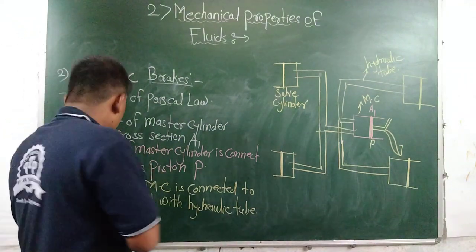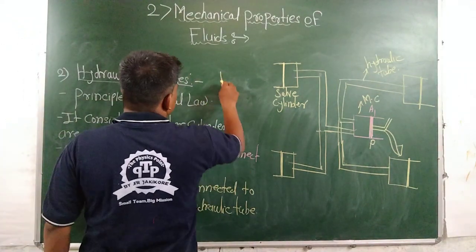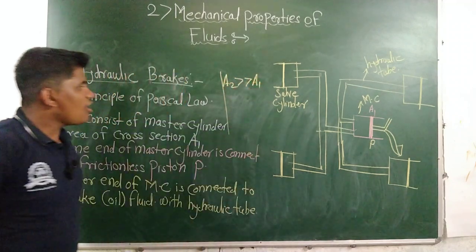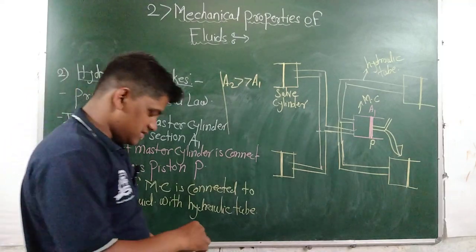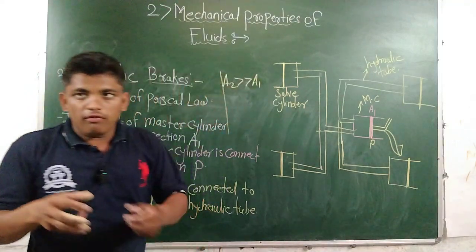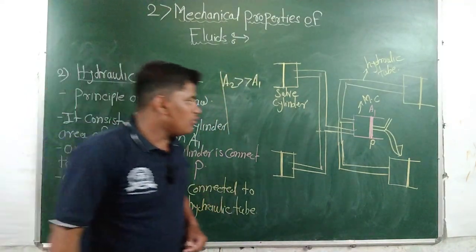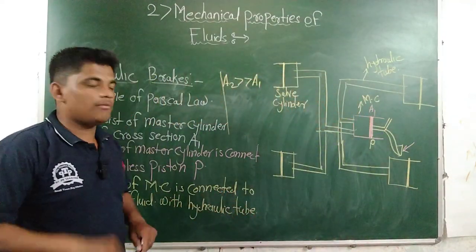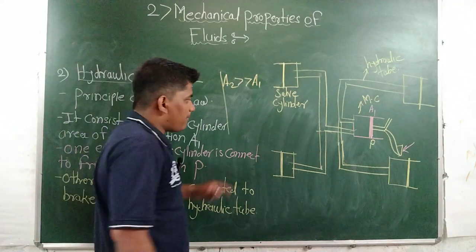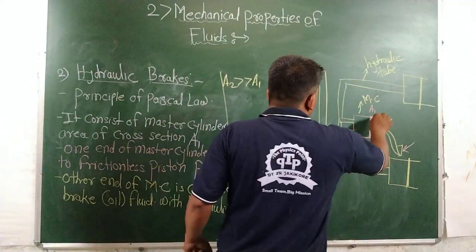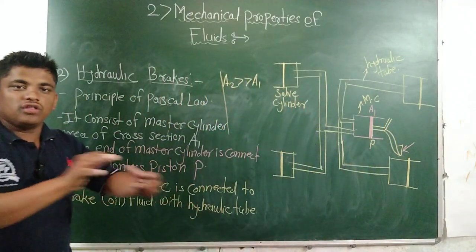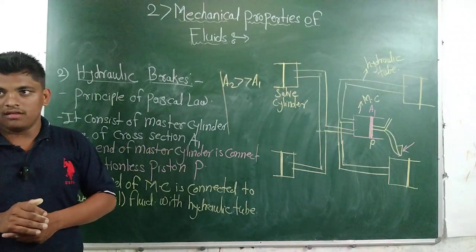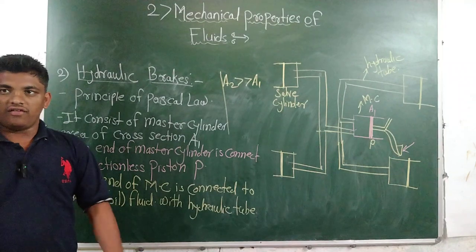We must know that the area of cross section of the slave cylinder is greater than the area of cross section of the master cylinder. Then when we apply a small amount of force on the brake pedal, the piston connected to the master cylinder moves forward, pushed in the forward direction.